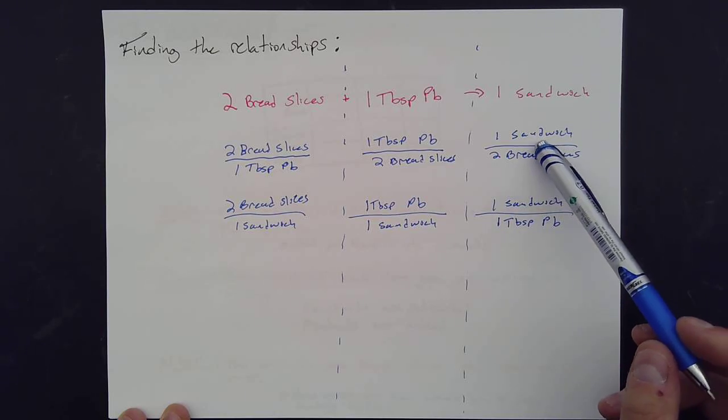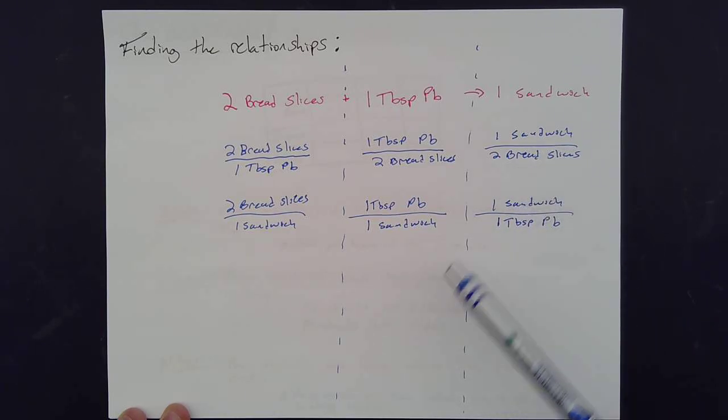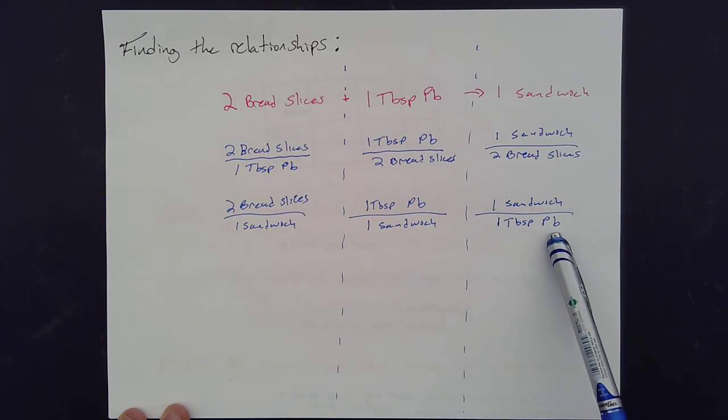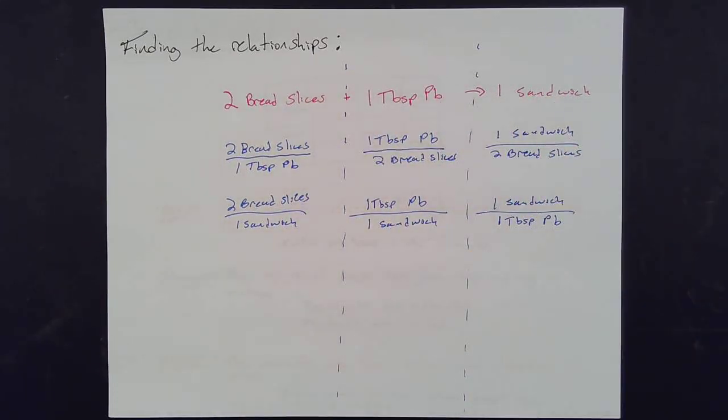If I get 1 sandwich, I must have used 2 bread slices. And if I made 1 sandwich, I must have used 1 tablespoon of peanut butter. So each one of these things can be used as a relationship. It doesn't matter how long that chemical equation is and how many things are in it. We just have to know that the chemical equation is telling us the relationship of each one of those items.